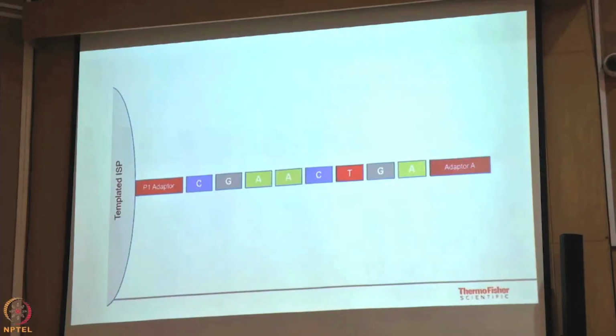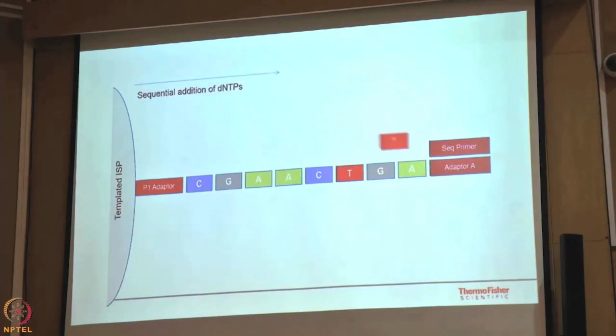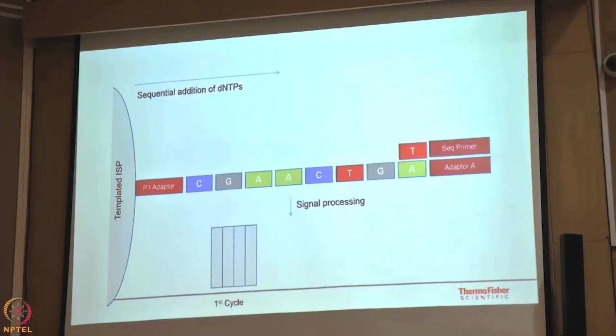So, what is happening is that the primer which we have added, which the system has already added before the sample is being loaded onto the chip, the primer comes in a needle's hair. There is a sequential addition of dNTPs, and so a T will come and bind. There would be a change in pH which will be converted into change in voltage, and that would be read as a signal.